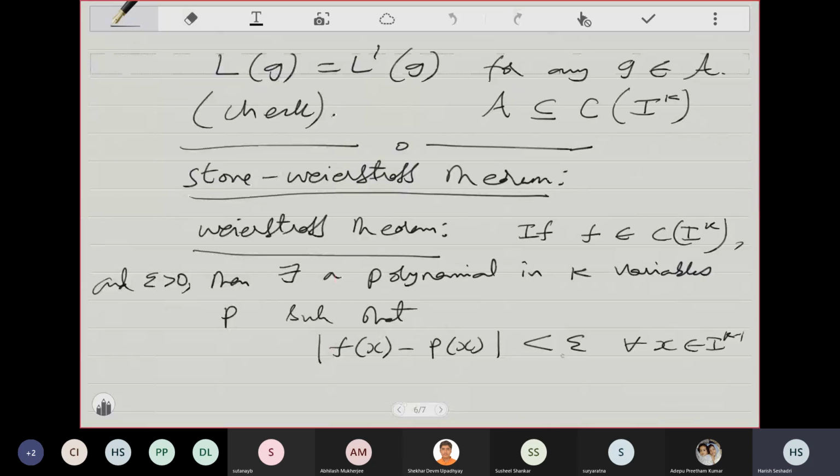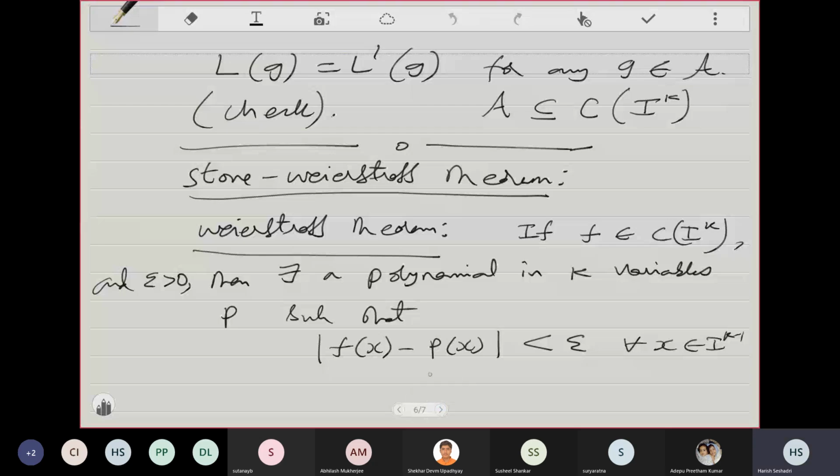Obviously, as epsilon becomes smaller, you can expect that the degree of this polynomial will become very large. That's something one can't control. But still, we get hold of a polynomial.